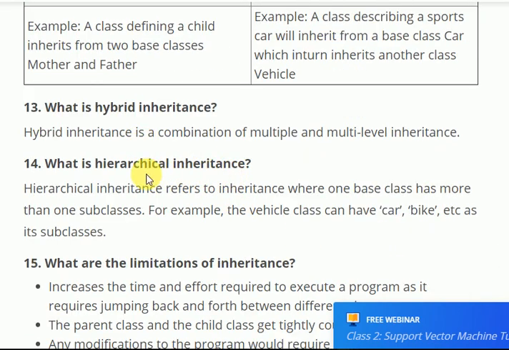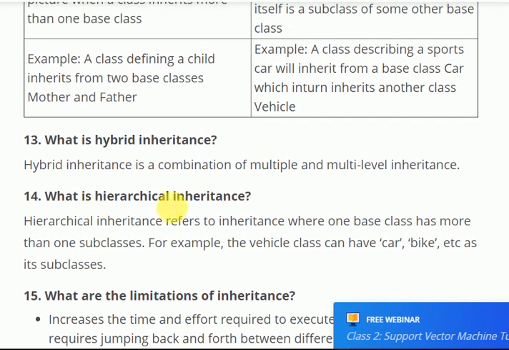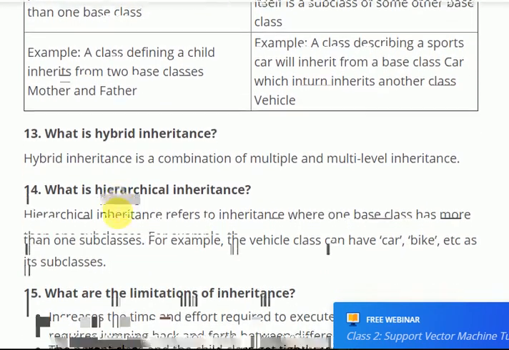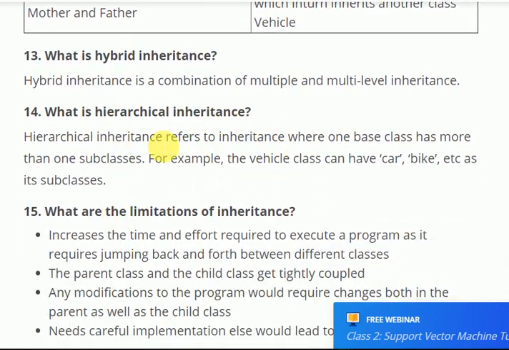Hierarchical inheritance refers to inheritance where one base class has more than one subclass. For example, the vehicle class can have car, bike, etc. The difference between hierarchical and multiple is that when a class inherits from two base classes, mother and father, it is multiple. Now, suppose a single base class is being inherited by more than one subclass. That is hierarchical. Here, a vehicle class is being inherited by car and bike.